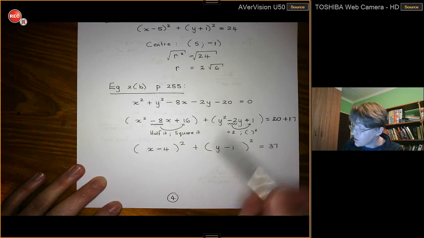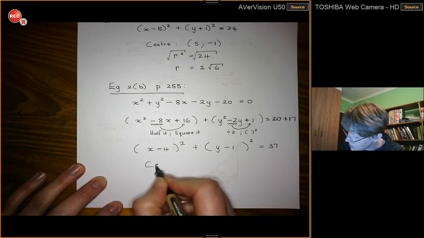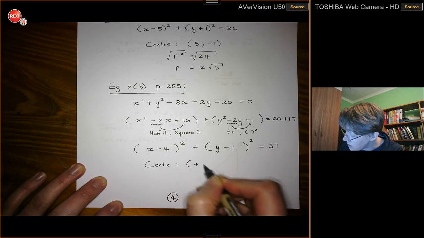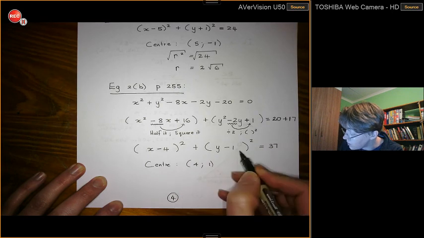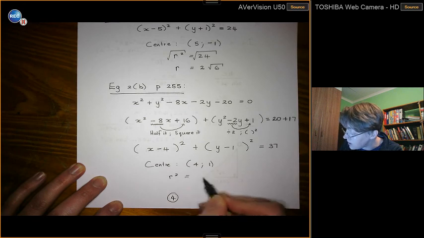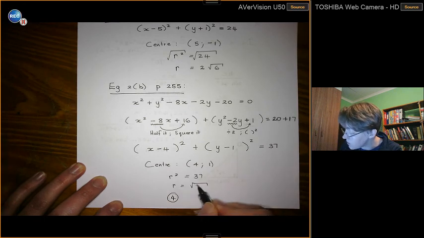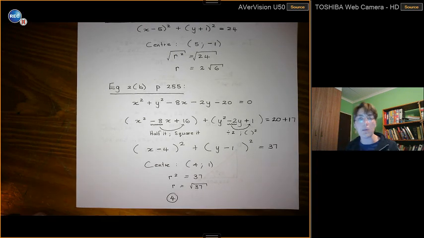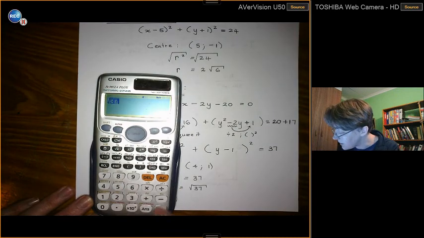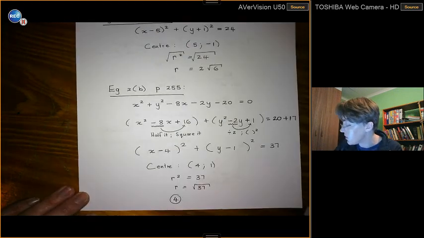Now it's easy, just like the previous one. The center of the circle is 4, 1. And then the radius, careful, the radius squared is 37, which means the radius is equal to the square root of 37. And that should be the simplest surd form, because 37 is a prime number. If I'm correct, let's just double check. Yes, so that's just going to be square root of 37.